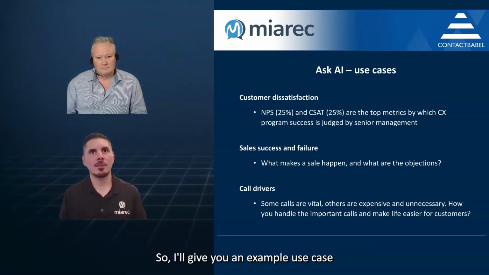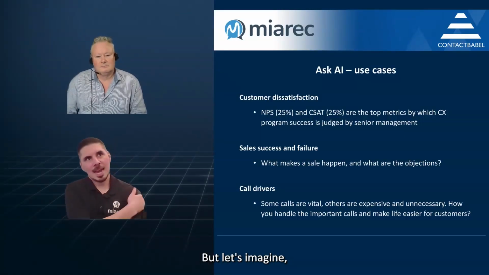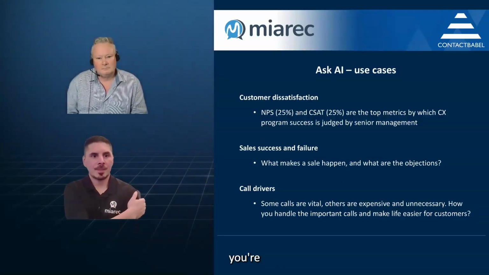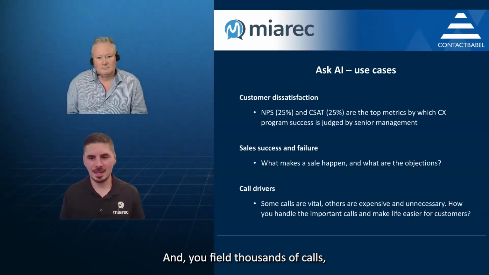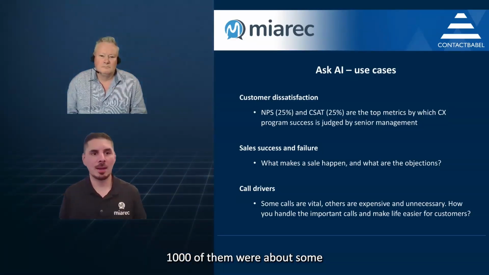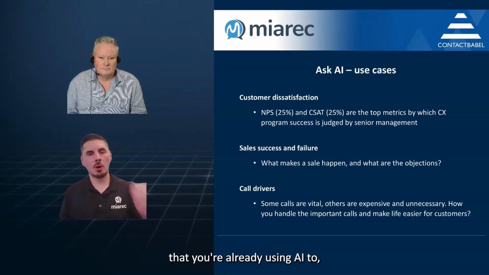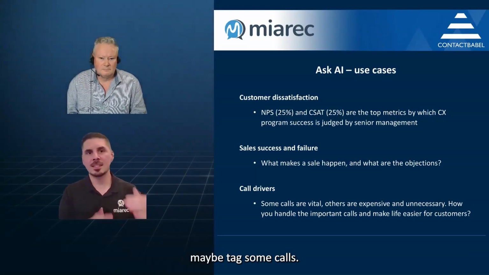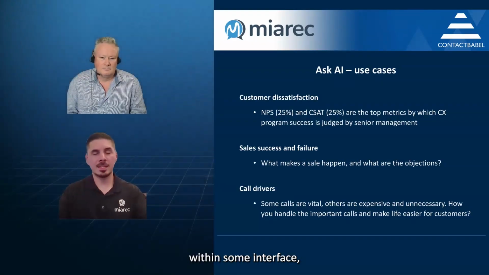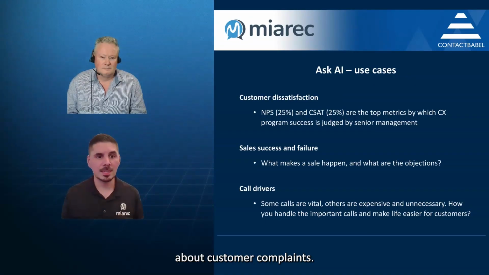I'll give you an example use case, and we can talk about some more use cases in a minute. Let's imagine you're a hospitality contact center, and you field thousands of calls per week, let's say 50,000 calls in a month. And 1,000 of them were about customer complaints. Let's also assume you're already using AI to tag some calls, so you can literally see within some interface that this month we've had 1,000 calls about customer complaints.